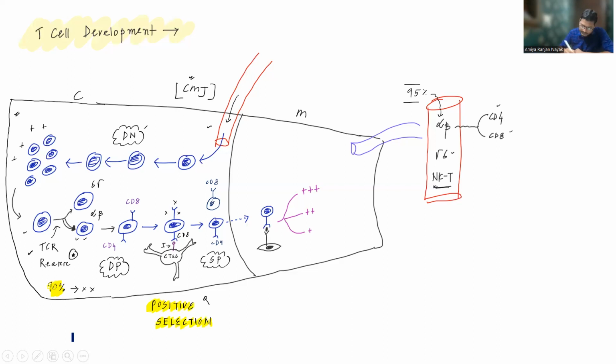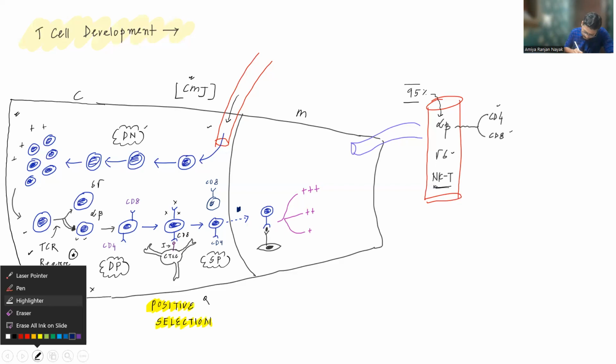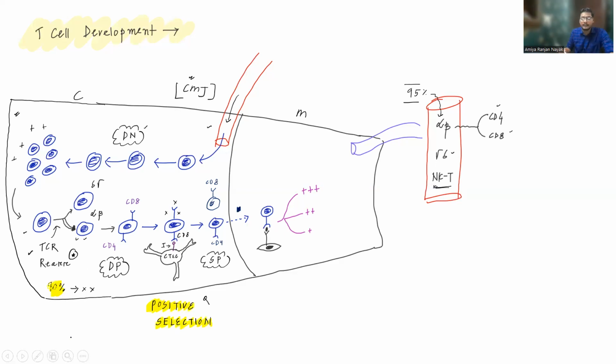Now, the single positive cells will go into the medulla. Inside the medulla, the single positive T cells will interact with the medullary thymic epithelial cells. These medullary thymic epithelial cells are going to present various types of antigens of our body to the single positive T cells.